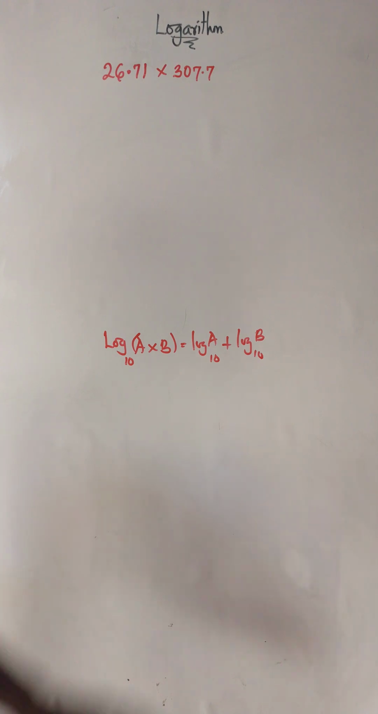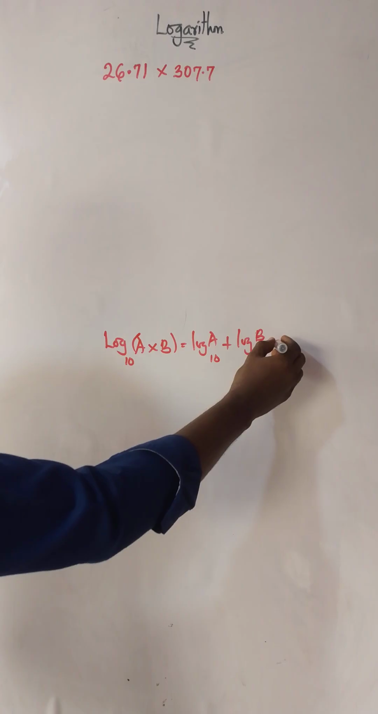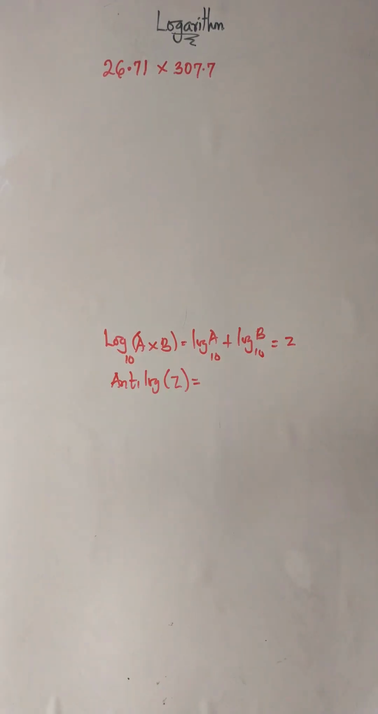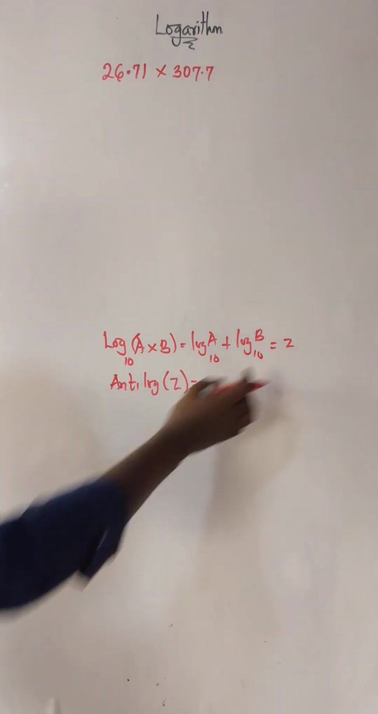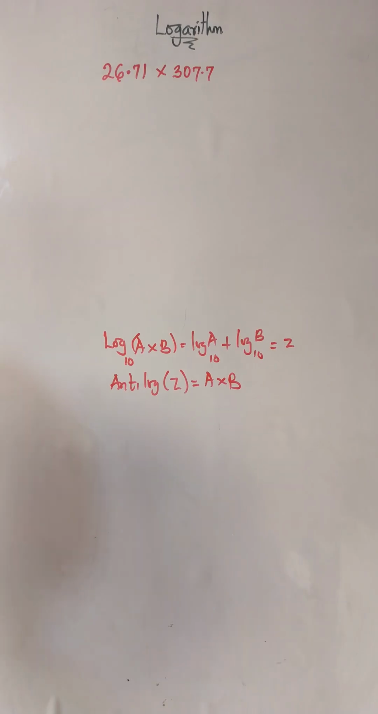That will be a power. So we have to return it back to the normal form, and that is what we call the antilog. Suppose after we added this, our answer is Z. If we look for the antilog of Z, we'll get the correct answer, which is the product of A and B. So for every number, the first thing we have to do is to convert the number to log form.